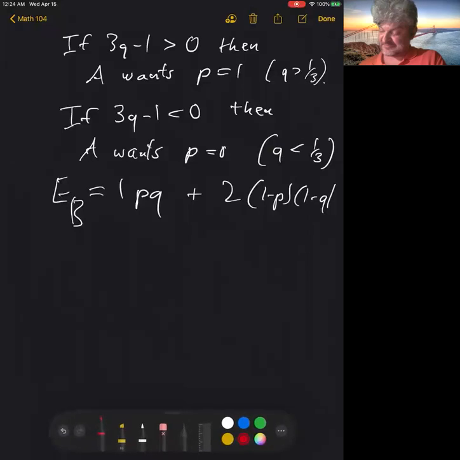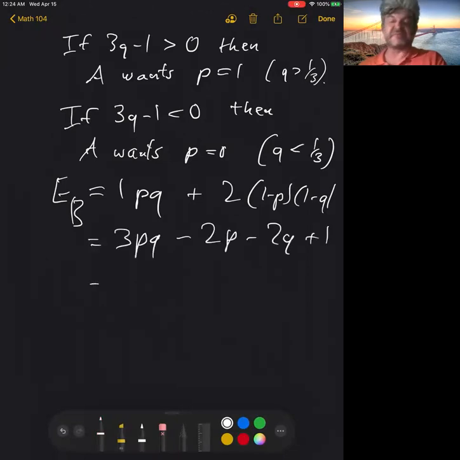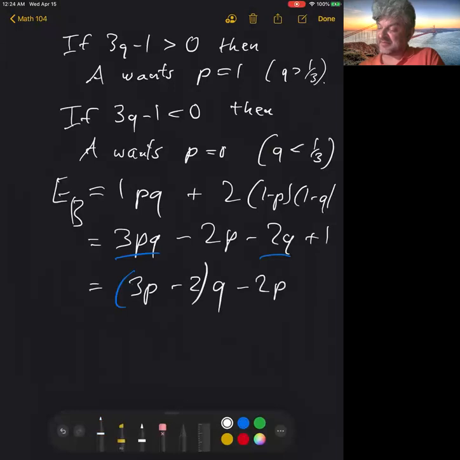Expand it out. And this time you get 3PQ minus 2P minus 2Q plus 1. This time we want to have a decision rule for Q, so we gather up everything with a Q in it and factor out the Q. So what's left? It's a 3P minus 2 times Q minus 2P plus 1.